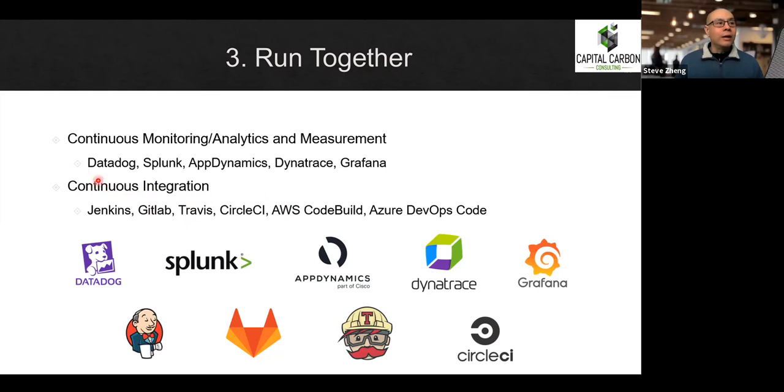The next one is continuous monitoring or continuous analytics and continuous measurement. These are very important because CD is an automation pipeline. You don't want it to be a black box. These two platforms can make your CD pipeline auditable and transparent to you and to your team so that you can know what happens here. Okay, so that is the running-together platform.